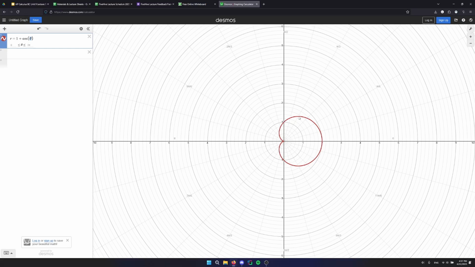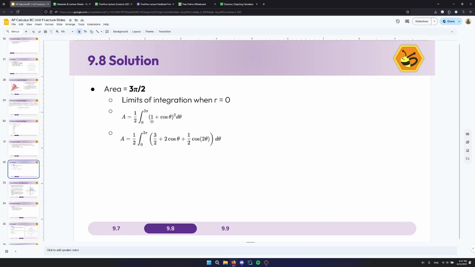You can either take the integral of the top half from 0 to pi and multiply by 2, or alternatively, you can go from 0 all the way to 2 pi. Both will give you the same answer. So let me double check what I put. Here I just plugged in 1 plus cosine theta, and for the limits of integration, I just chose from 0 to 2 pi. Once we expand our integrand, we eventually get this expression.